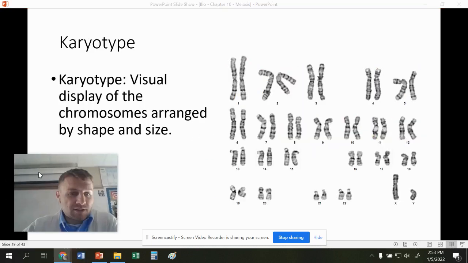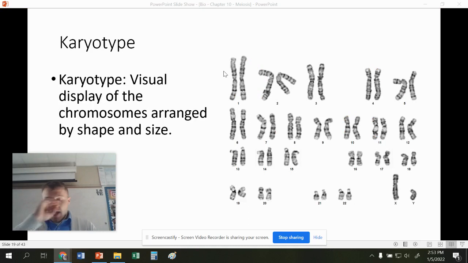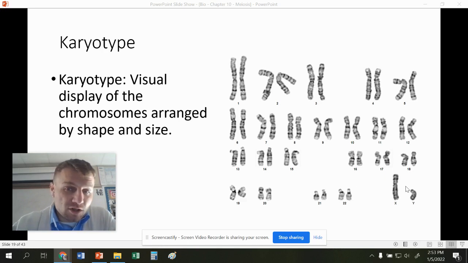Something that we like to talk about going forward is a karyotype. This is a visual display of the chromosomes arranged by size and shape. You can see here we have chromosomes 1, 2, 3, all the way down to 22, and then something called your sex chromosomes. We organize these as scientists. The cell doesn't organize them. We organize them ourselves. But this is what a karyotype looks like.